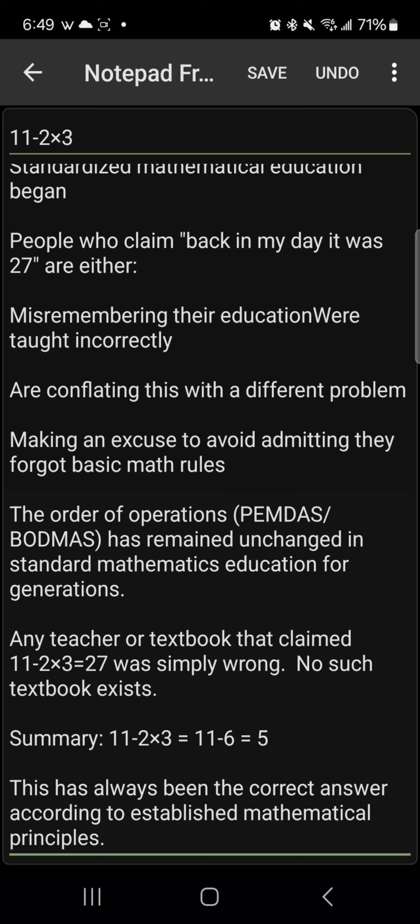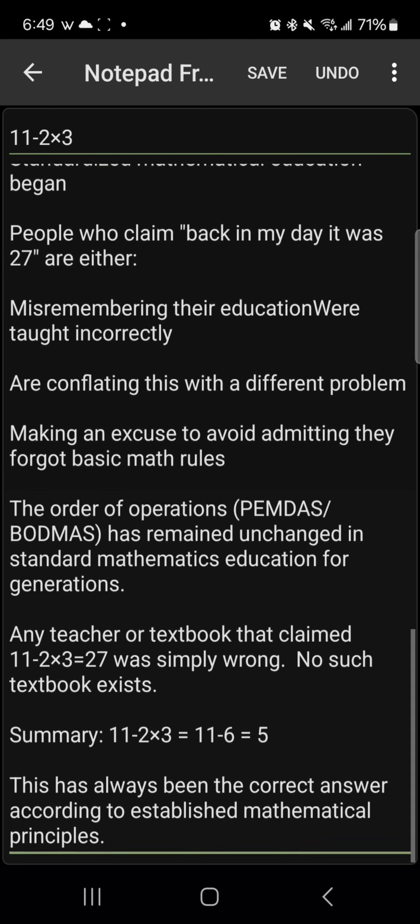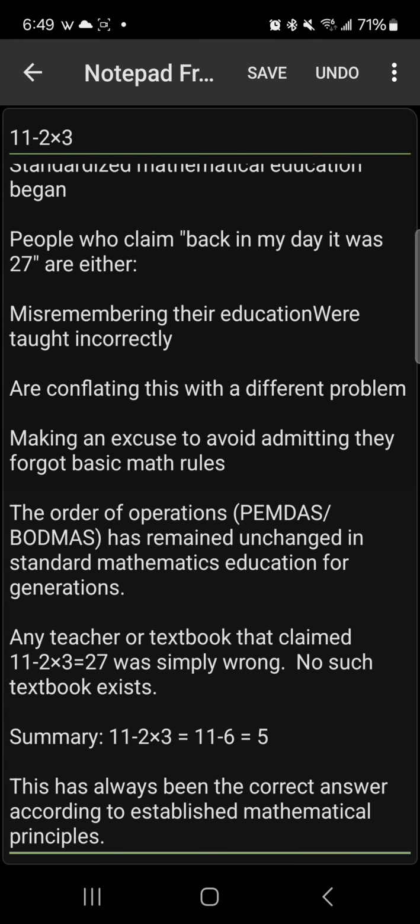A lot of people, all they're doing is balancing their checkbook. They're adding and subtracting numbers. They're not mixing multiplication with addition. They're not mixing division with subtraction and so on. So they forgot. The order of operations, which again sometimes is represented with acronyms, which I don't like, has really remained unchanged in standard mathematics education for generations. Any teacher or textbook that would have claimed 11 minus 2 times 3 is 27 was simply wrong.